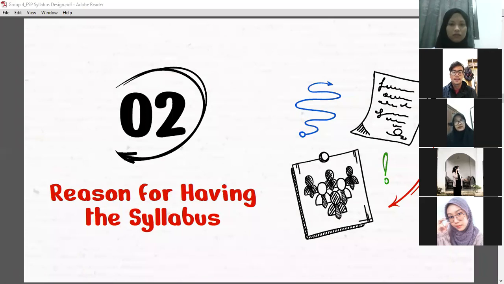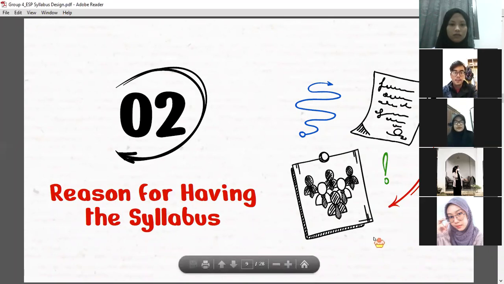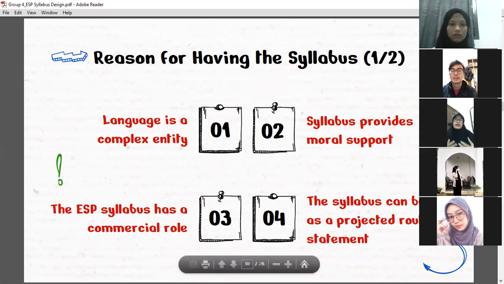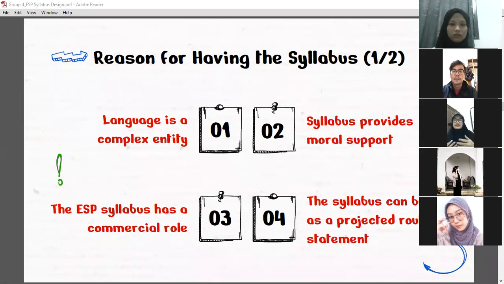Everyone, here I would like to give an explanation about the reason for having the syllabus. Next slide, please. Here there are several points of the reasons why we create a syllabus. Basically, the syllabus is a simple document that reveals the intentions of the instructor or teacher to the learner regarding course content, learning objectives, approaches, and assessment and expectation.